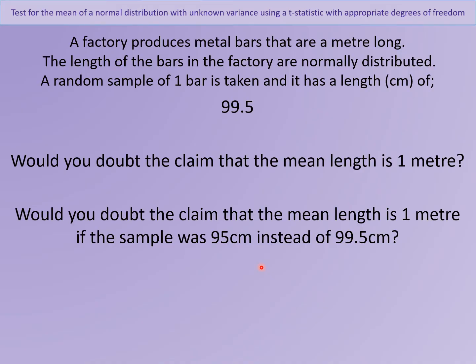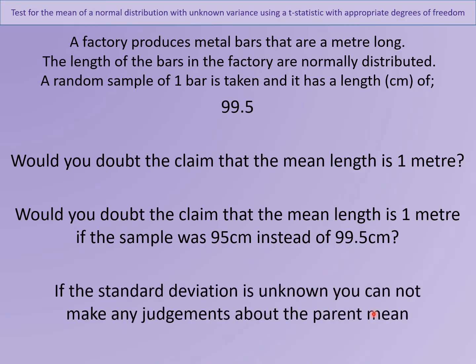Now the truth is, you can't doubt the claim at all for either of those two things. And the reason why you can't doubt the claim is because you don't know what the standard deviation is. Without knowing the standard deviation, how do you know that the machine doesn't produce bars between 90 centimetres and a metre 10? Maybe it's a factory that doesn't need to be so accurate with its metre bars. It's still a metre long on average, but you can get bars from anywhere between 90 and 110 centimetres, in which case 95 is fine.